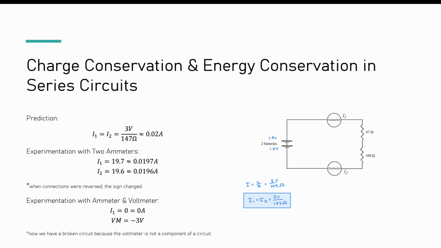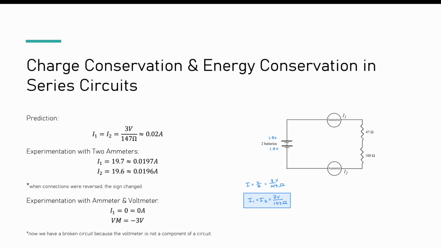In experimentation, we found that I1 was equal to 19.7, which is about 0.0197 amps, and I2 was equal to 19.6, which is about 0.0196 amps. So these were close to the expected values, but not exactly. And when we reversed the connections, the sign changed to negative.